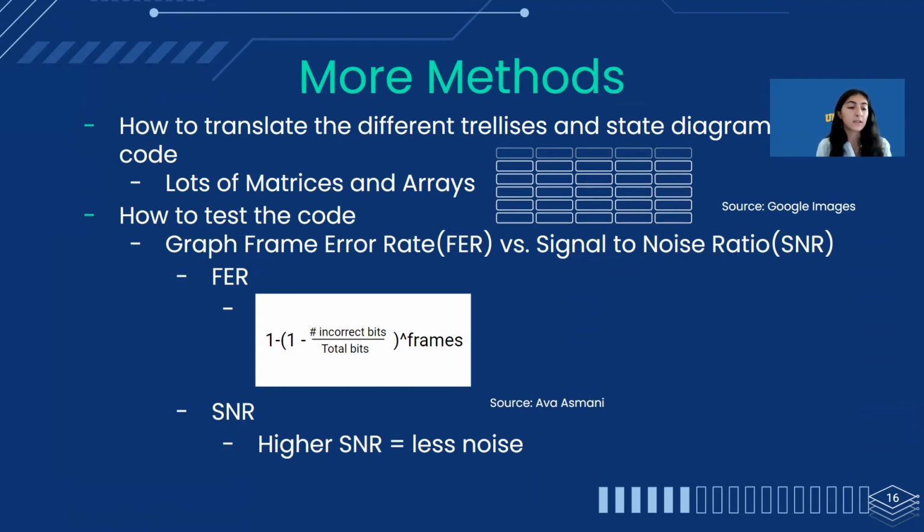Frame error rate is calculated using this equation. It is the number of incorrect bits in a given decoded sequence. SNR determines how much noise our channel has. A higher SNR means less noise.